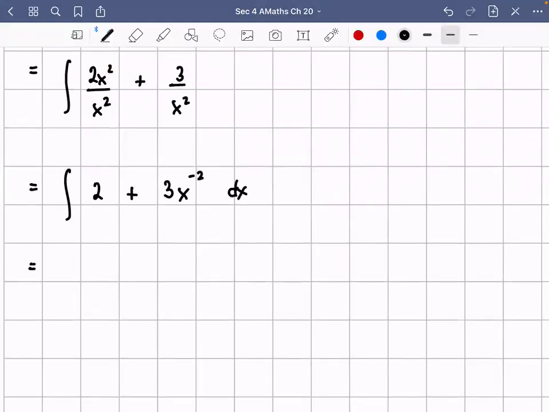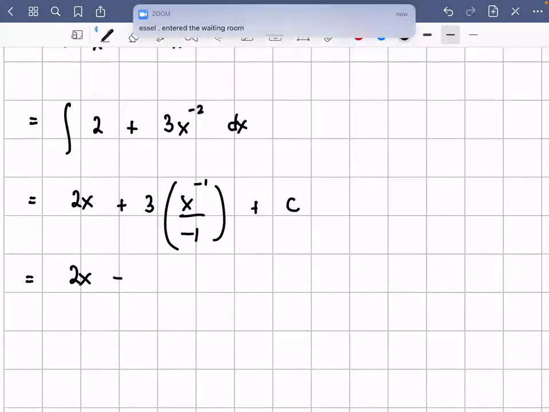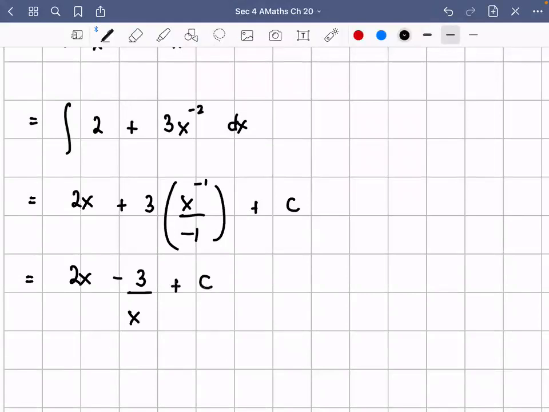So 2 becomes 2x, right? And then plus, set aside 3. So this is negative 2 plus 1 is negative 1, over negative 1, plus c. So this is equal to 2x, and it's not plus anymore, it's minus 3 over x plus c. Alright, so this is your answer, right? So you guys are correct.